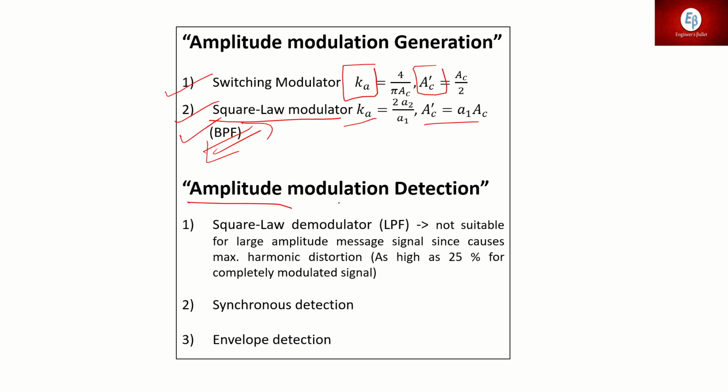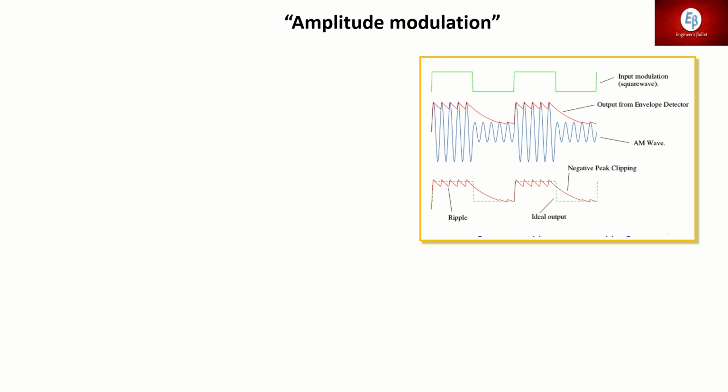Next is amplitude modulation detection. In this we use three techniques. First is the square law demodulator, in which a low pass filter is used, and this case is not suitable for large amplitude message signals because it will cause maximum harmonic distortion, and it is 25% for the completely modulated signal. So this case we generally do not use because of the distortion. Next is synchronous detection. This case is used if mu is greater than 1. And third is envelope detection, and this case is best suited for mu less than or equal to 1. So this is about amplitude modulation detection.